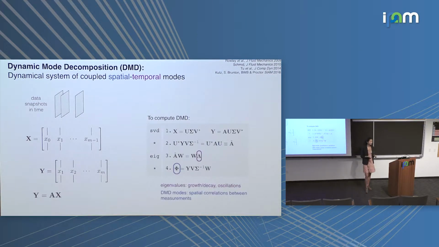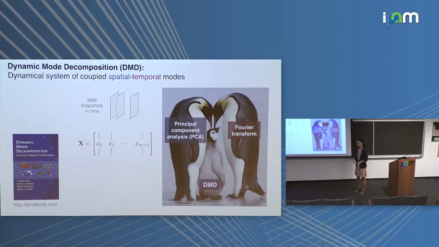And what you get out of it are a set of eigenvalues that tells you about growth and decay and frequencies of oscillation. And you get these spatial modes that tell you about correlations between the measurements. So the nice part is that it pops apart everything that happens in space from everything that happens in time. And that's really nice, and you can write it down that way. Okay? So if you don't remember anything else, the analogy that I usually use is that if PCA and the Fourier transform had a baby, it would be DMD. And it's adorable.